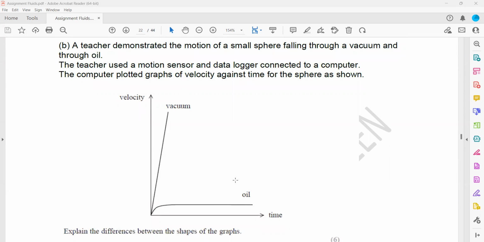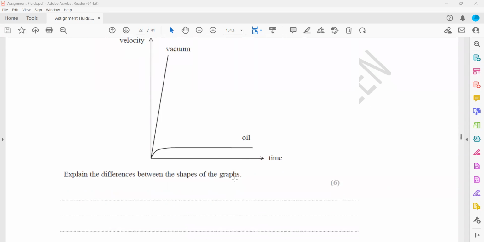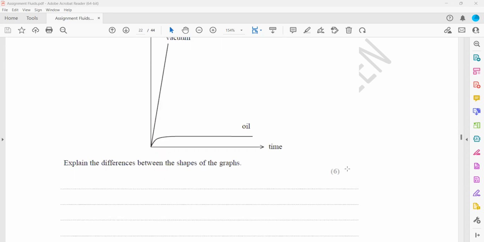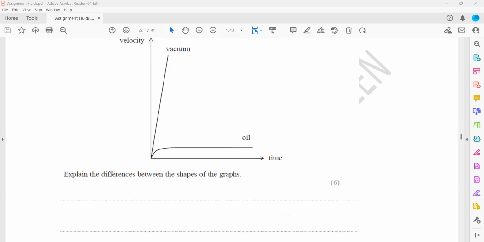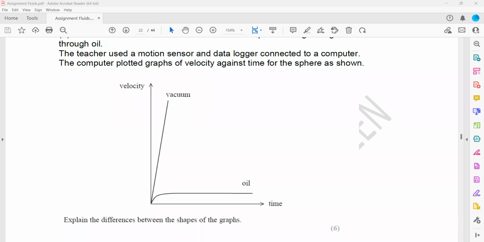The teacher used a motion sensor and a data logger connected to a computer. The computer plotted graphs of velocity against time for the sphere as shown. It's a 6-mark question, but the answer is very simple, it's not difficult. Whenever a graph is there, always try to figure out what the graph is giving you, either what the slope gives you, which quantity, or the area of the graph. So explain the differences between the shapes of the graphs. How the two graphs are different from each other, that we have to mention.